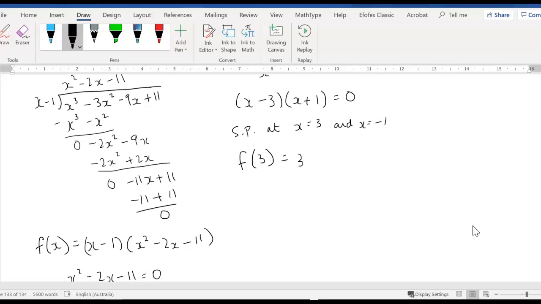So we've got 3 cubed minus 3 times 3 squared minus 9 times 3 plus 11. So what we're just getting here is the y coordinate of the stationary point. So 3 cubed is 27. Obviously, you can do this on your calculator, but I don't have a calculator on me. So 3 squared is 9 minus 27. 9 times 3 minus 27 plus 11. Okay, so that's going to be negative 16. So our first one is at 3.